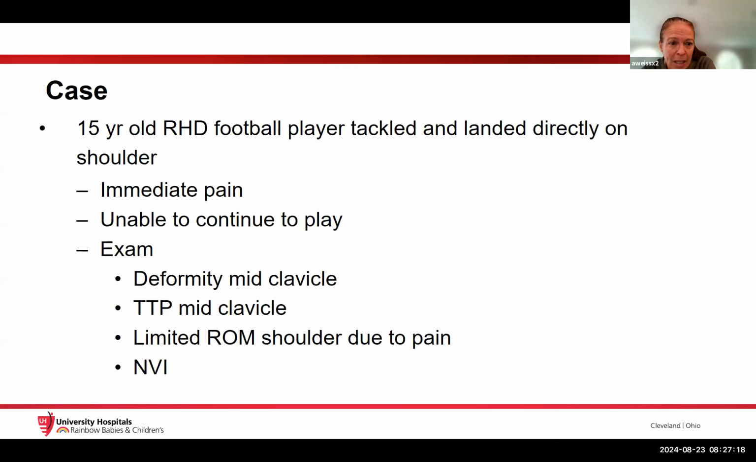We'll keep going. So this one is a kid that I saw a few years ago when we were still at the Green Road office. A football player, right-hand dominant, landed directly on his shoulder. He was unable to continue to play and had an obvious deformity of his mid-clavicle and pain there. So he went originally to urgent care.